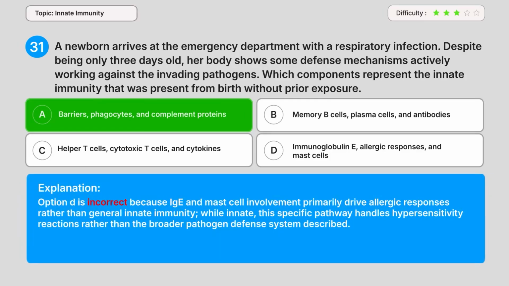Option D is incorrect because IgE and mast cell involvement primarily drive allergic responses rather than general innate immunity. While innate, this specific pathway handles hypersensitivity reactions rather than the broader pathogen defense system described.